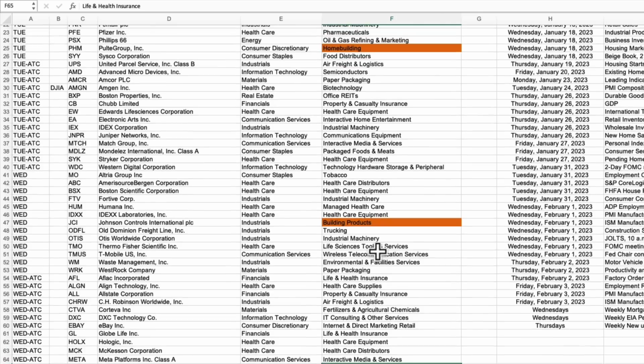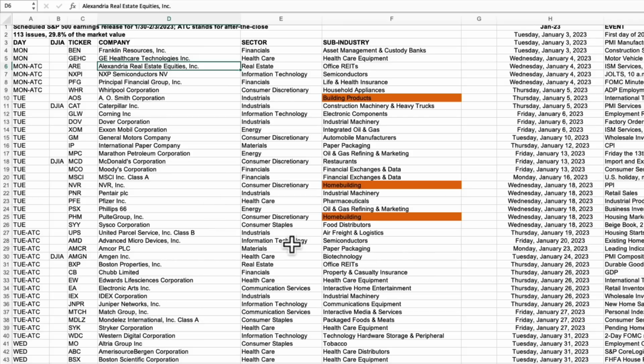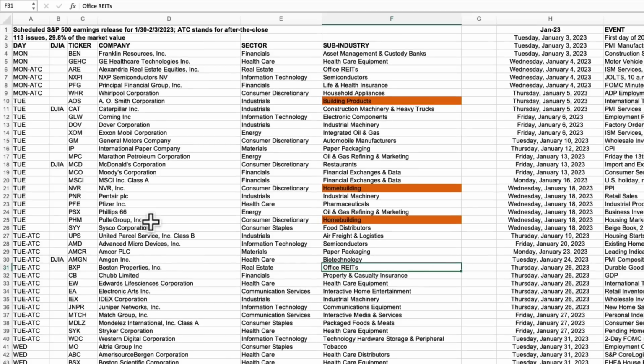Two office REITs this week coming up. There's one up here, which is Alexandria, and Boston Properties is in here somewhere. My eyes are scanning. Oh, there it is right there. Boston Properties, which is a huge one. Two office REITs. So if you're in that space, that's there as well.